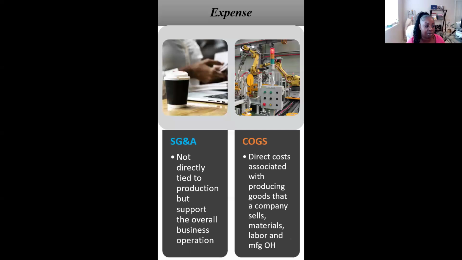Then we have the cost of goods sold, and we in accounting will call that COGS. That is direct costs associated with producing goods that accompany sales, the materials, labor, and manufacturing overhead. Anytime I hear cost of goods services or cost of goods sold, I think of manufacturing, because that's how it was taught in accounting. Now, I do have a client or two, or people just in general, businesses that have costs directly associated with the sale or the production of your product. Another thing is inventory. I put that in cost of goods sold.